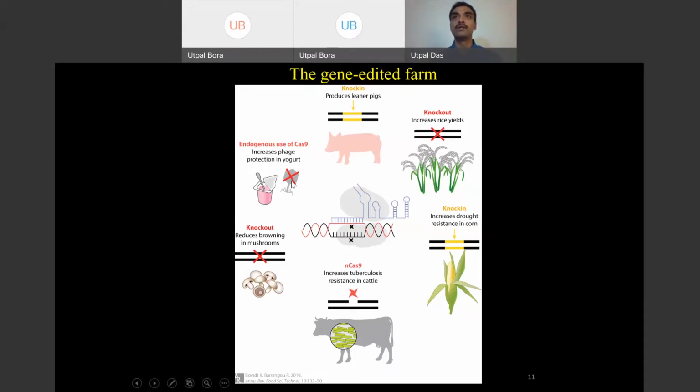And not only that, we are also modifying microbiota. Let's say whatever yogurt we eat or take as a probiotic, we now have a better version of bacteria mixed in that yogurt, which gives more resistance or immunity. We are also playing with mushrooms and other fungi so that we can have long-lasting fungus or mushrooms in our kitchen. So basically, we are playing with all the genes to have a global gene-edited farm.